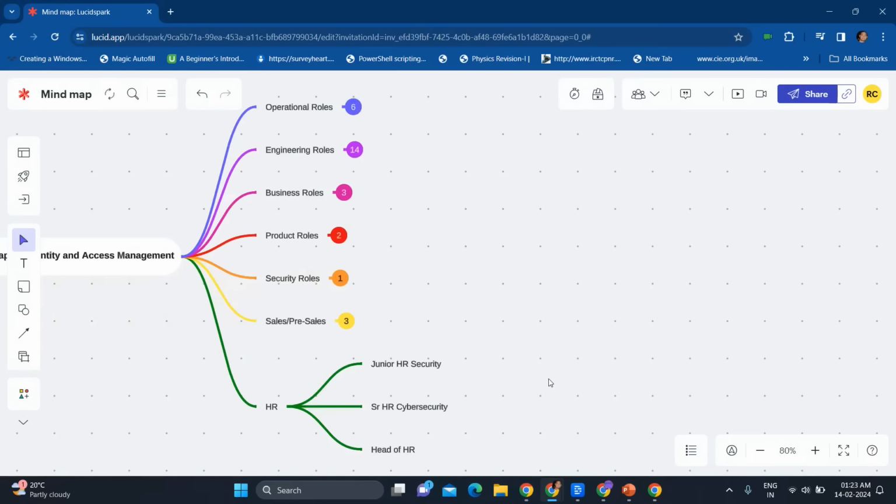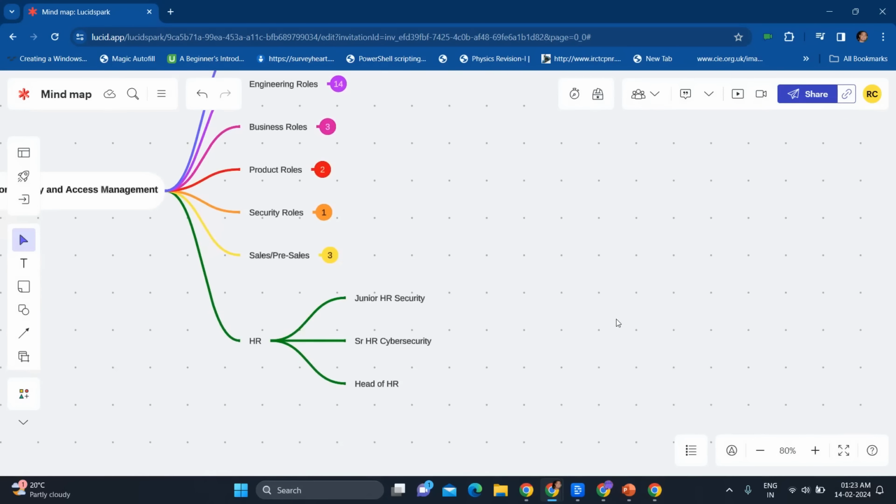Then comes a key role, which is HR. Now, why HR? Because even HR has a lot of categories around it. And currently, the requirement for HR that manages the entire cybersecurity or IAM world, whether it is junior HR, senior HR, or head of HR, is really one of the key requirements that I'm seeing.